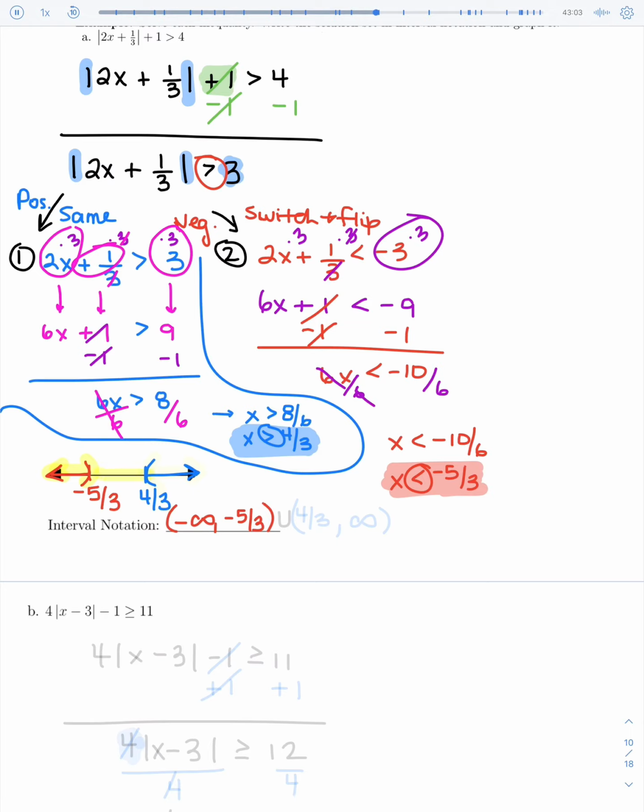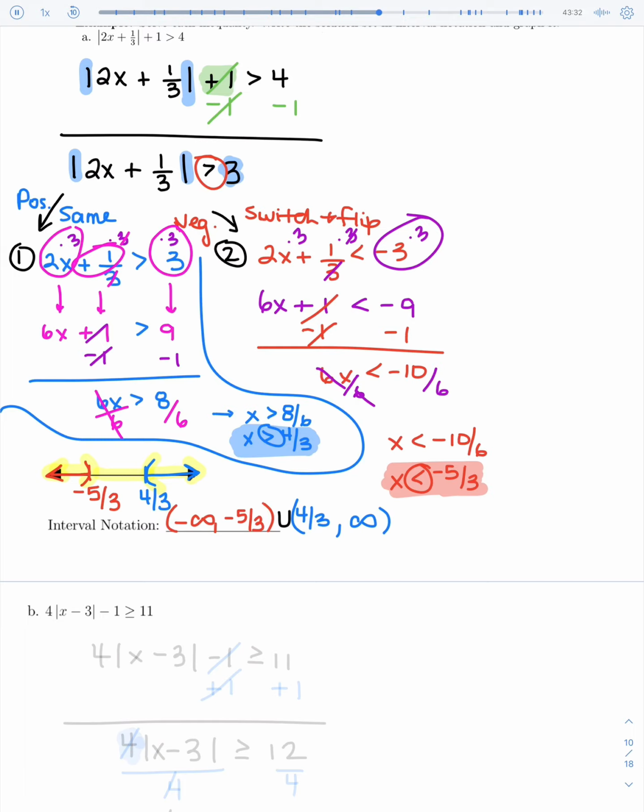Now, continuing left to right, we need to do our other piece, which starts at 4 thirds with a parentheses because we had no equal to. And then the arrow means it continues on forever towards infinity, which also always has to have a parentheses because it's an infinity. Now we have two pieces. We have to put them together with a U or a union symbol, but that is our final answer for this one, and we're all done.